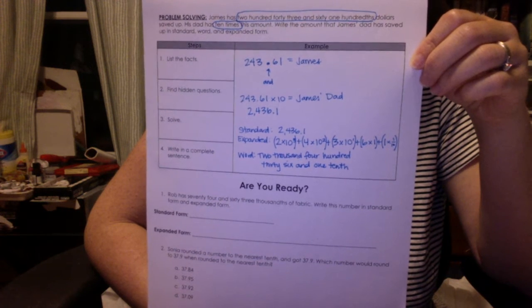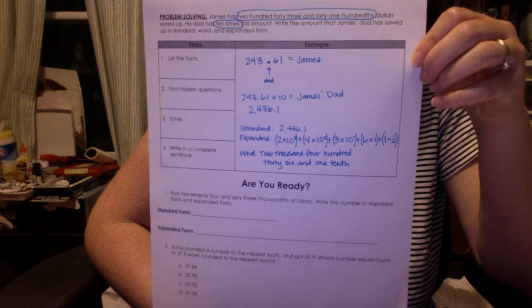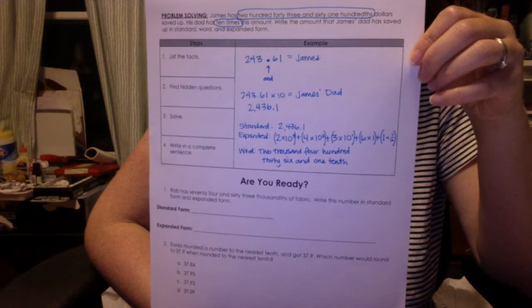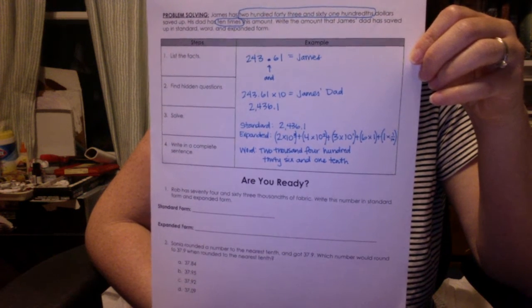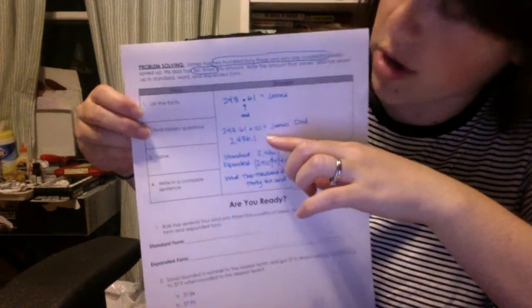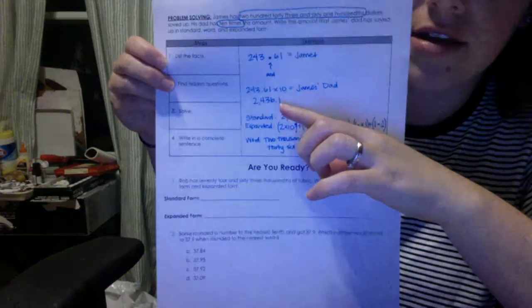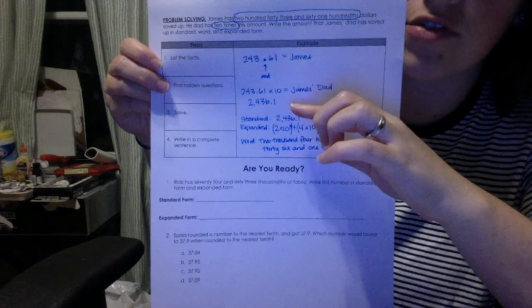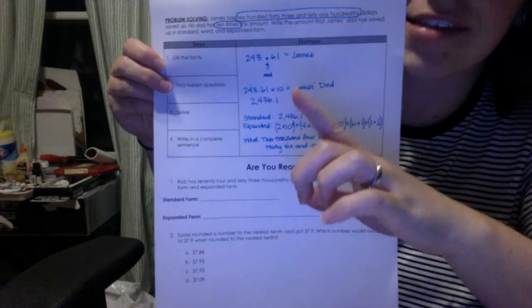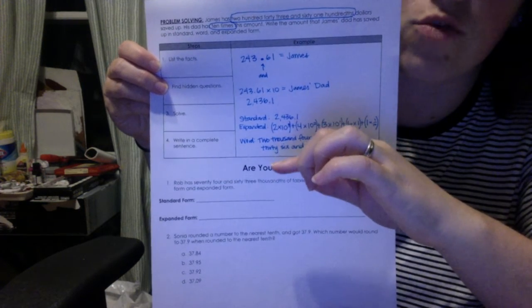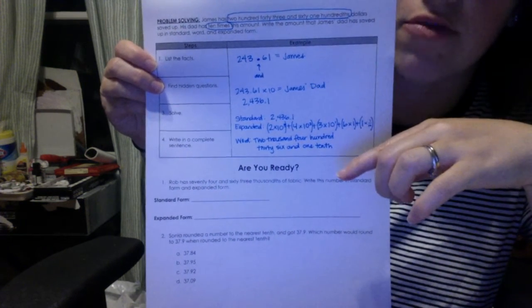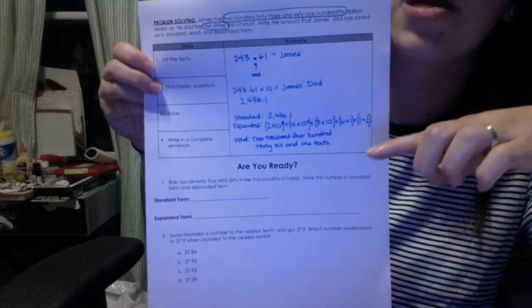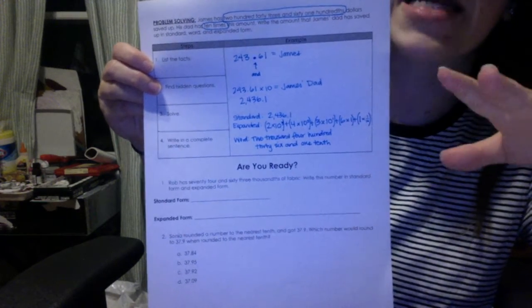Because I wanted to keep everything organized here, I first just labeled how much James has. So James has 243 and 61/100. So the decimal point is "and." So 243.61 is how much James has. Now, careful, because it says his dad has 10 times more. So we have to multiply his amount times 10, and then you get his dad's amount. So 2,436 and 1/10. And that's the number that we need to write in standard, expanded, and word form. So that's what I've done here. I wrote it out, 2,436 and 1/10, in expanded form with exponents, and also in word form, writing everything out.